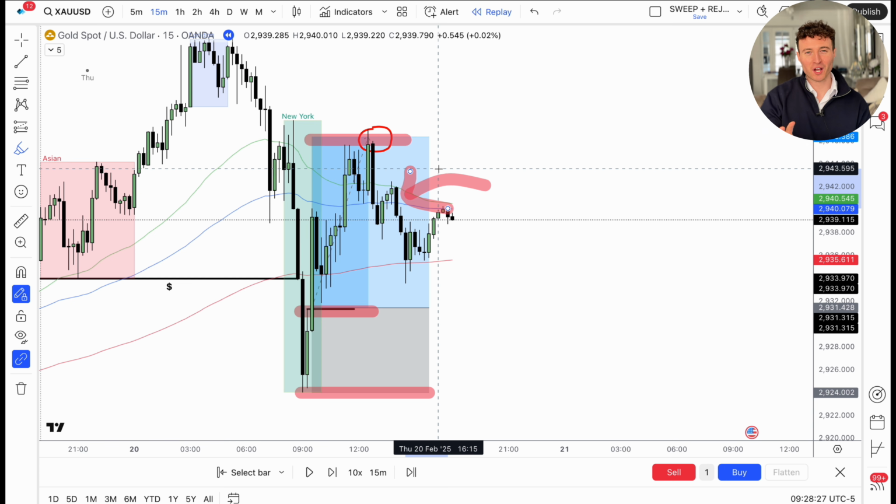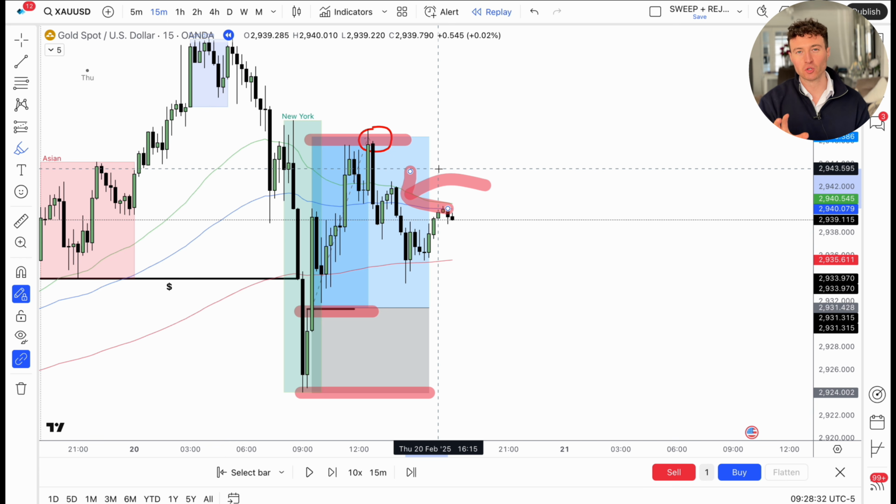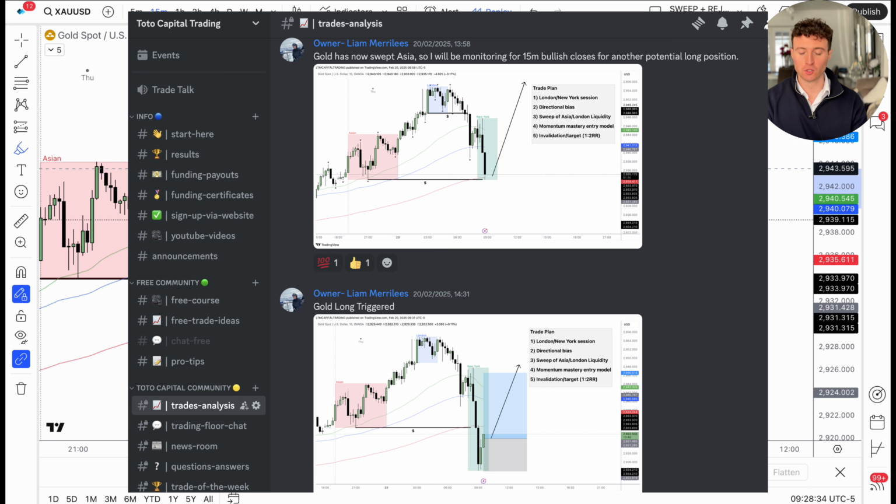Just before any of you guys ask, here is execution of this trade right here. And here is also the analysis that was sent to the exclusive community.